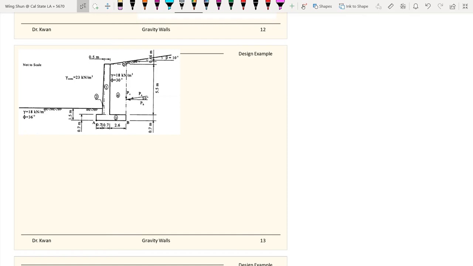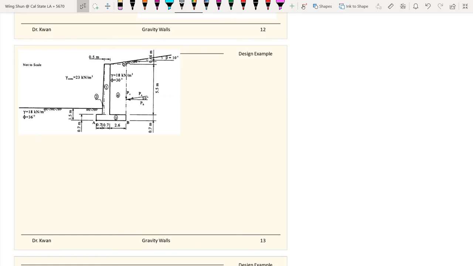The wall stem is 5.5 meters tall, with initial dimensions of the foundation, or the footing, width of 4 meters. So again, this is only the initial dimensions, so we need to check through all the criteria like overturning, sliding, bearing capacity, all those good things. And then we will find out and confirm whether these dimensions are appropriate.